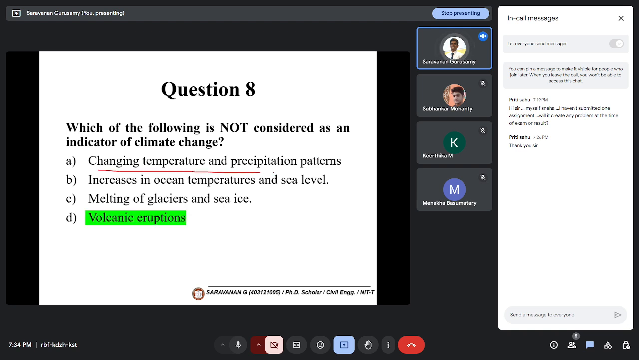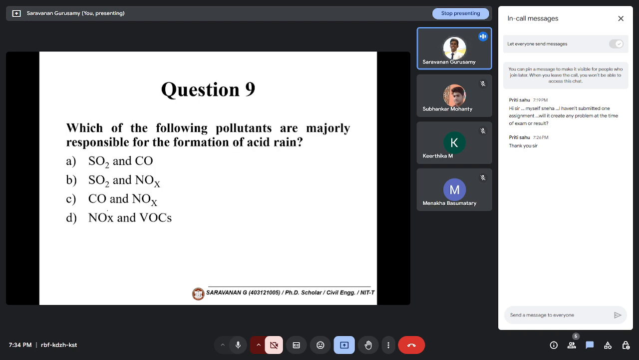So, changing temperature and precipitation pattern is a climate change indicator. Increase in the ocean temperature and sea level rise is an indicator for climate change. Melting of glaciers and sea ice is again an indicator. Volcanic eruption is the one which is the source for climate change. Okay. Ninth question.